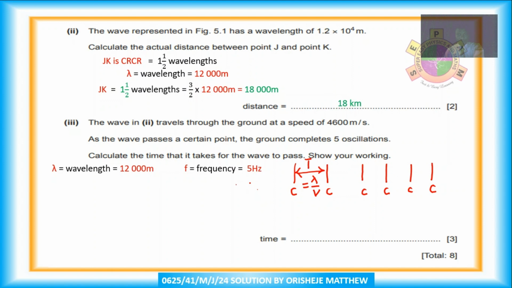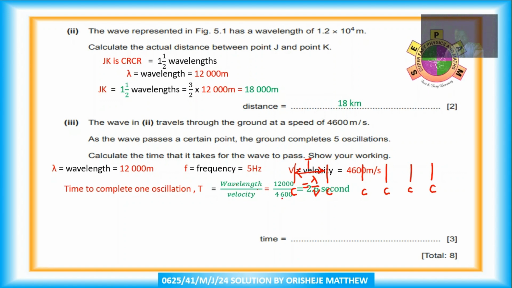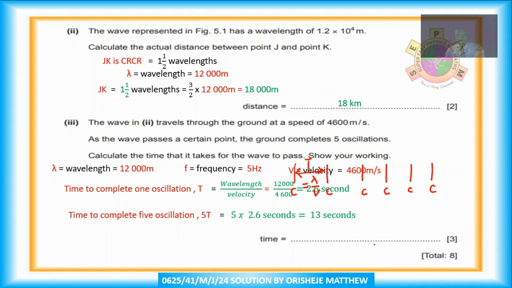The frequency, it makes 5 complete cycles, so the frequency is 5 Hz. Then the velocity is 4,600. So we can get the time taken to make one complete cycle, which is the period, equal to 12 kilometers divided by 4,600 meters per second. That will give you 2.6 seconds. So for 5 complete cycles, that will be 5 multiplied by 2.6 seconds, which gives about 13 seconds.